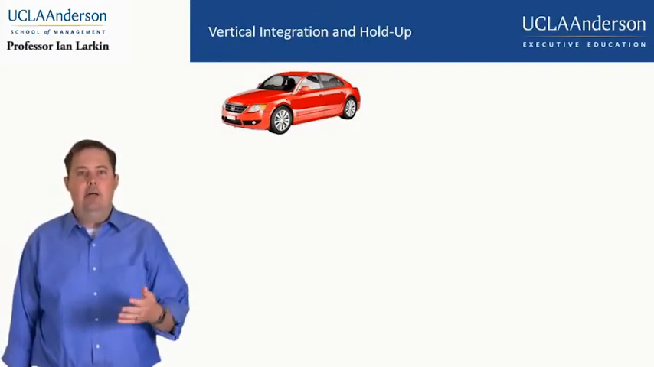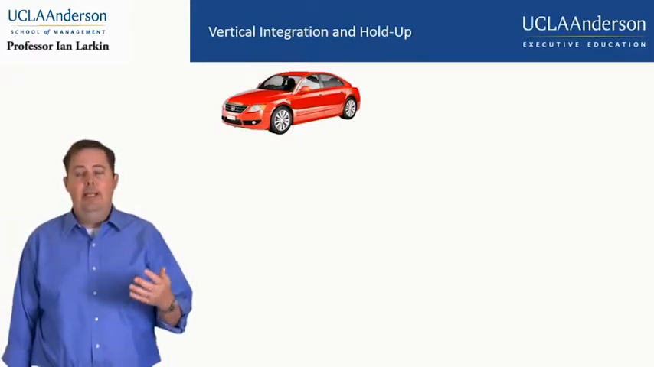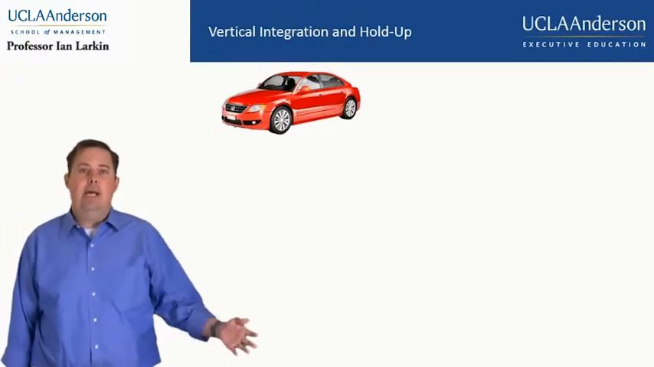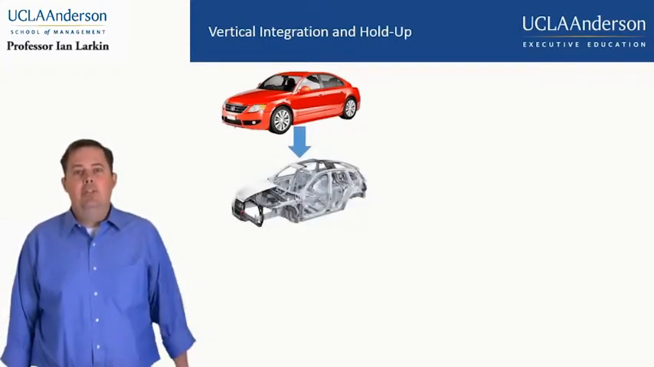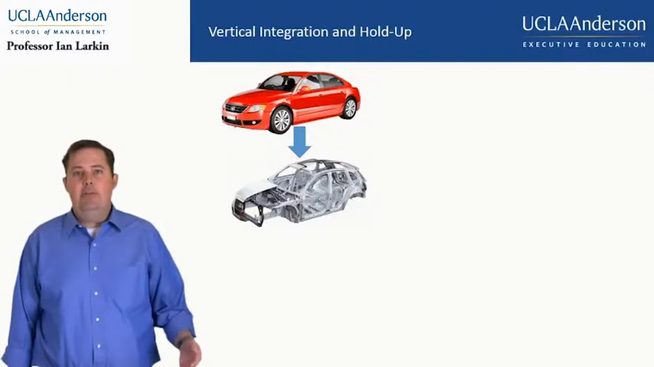It's making this nice red car. To make that car, it has to put together a whole lot of inputs. And it can buy those inputs from suppliers via the market. One of the major inputs is car bodies. So the car manufacturer is going to have to buy this nice car body.